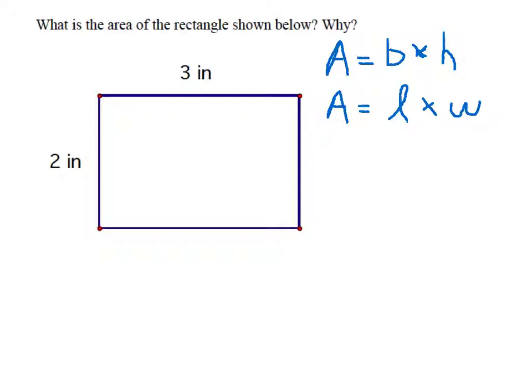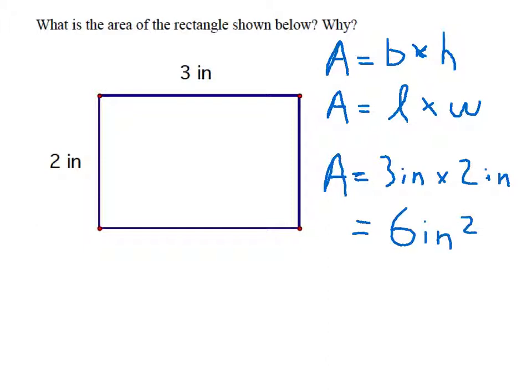Alright, so what is the area of the rectangle shown below? So using either one of these formulas, we can see that the area is equal to 3 inches times 2 inches. 3 inches times 2 inches is 6 inches squared. Now that's probably a formula that you're familiar with, but we, as always, want to focus.